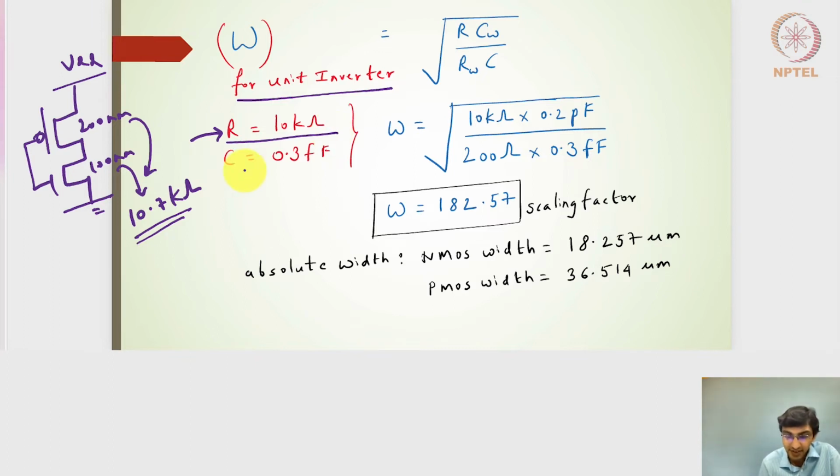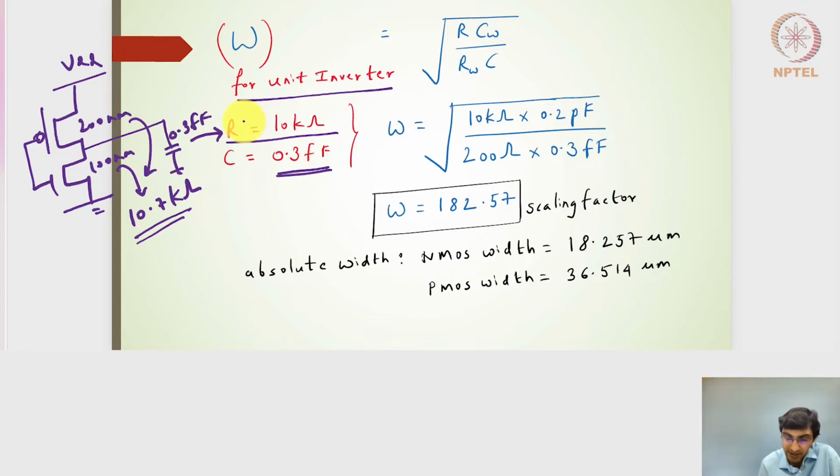The capacitance we consider for the 3C capacitance here is 0.3 femtofarads, where 1C, the unit NMOS transistor's capacitance, was considered to be 0.1 femtofarad. So 3 times that will be considered for the unit inverter. So we'll consider 0.3 femtofarads, which eventually turns out to be an RC value of 3 picoseconds.